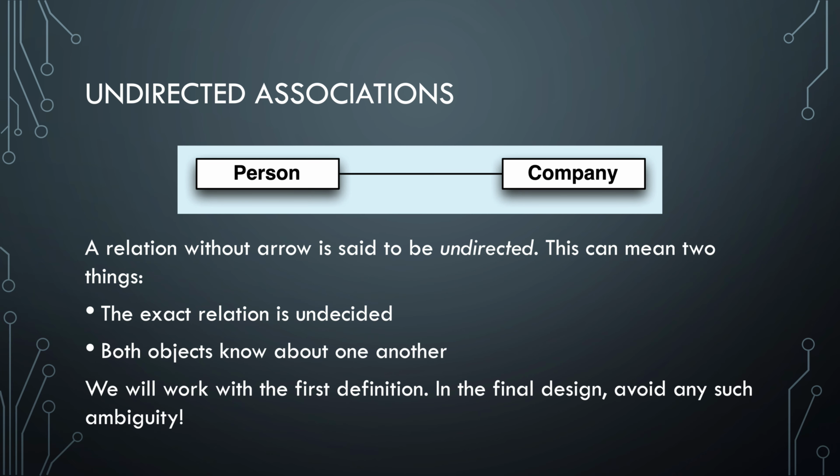And finally, you don't need to include arrows in an association. This can either mean that we do not know the exact nature of the relation, or that both objects know about each other. We will work with the first definition, but it's best to avoid undirected associations if possible.